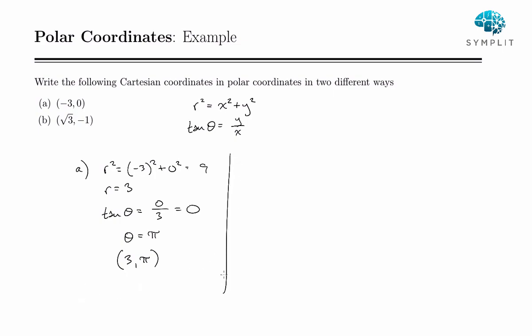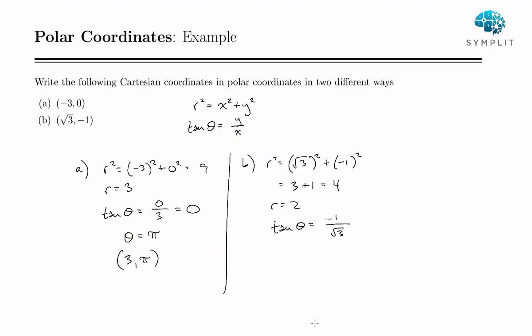And then for B, we have r squared equals square root of 3 squared plus (-1) squared. So that's 3 plus 1, that's 4. So we'll let r equal 2. And then we have tangent of theta equals y over x, so -1 over root 3.